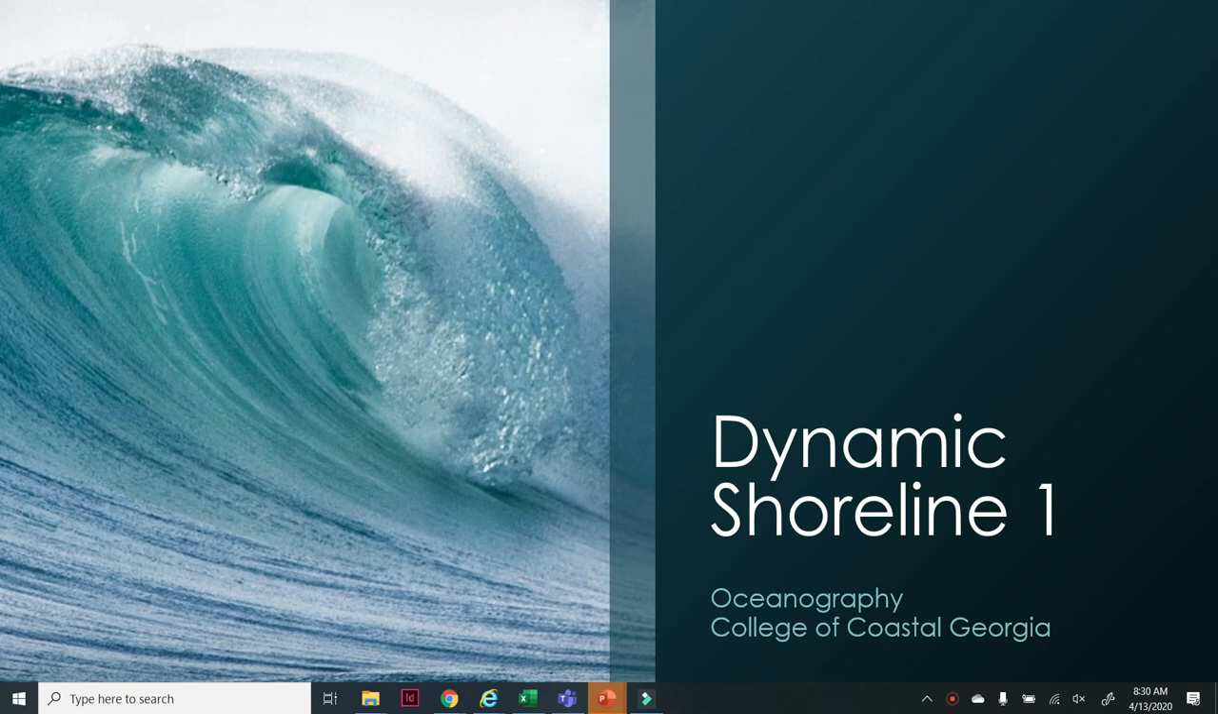This week's topic is the dynamic shoreline, and I find this to be a pretty interesting part of oceanography because the shoreline is the part of the ocean that's most familiar to most people from going to the beach, things like that. And here in Georgia, of course, we have a dynamic shoreline, and so I think this will be an interesting unit for you.